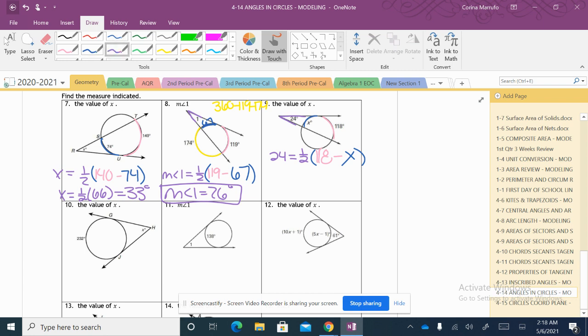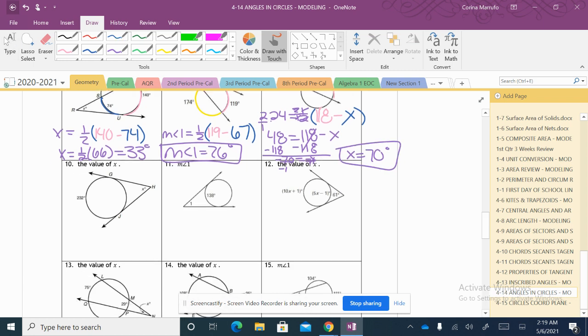To get rid of this 1/2, we have to multiply by the reciprocal, 2/1. When we do it to one side, we have to do it to the other side. So 2 times 24 gives me 48 equals, this all cancels out, so we get 118 minus x. We move over the 118. 48 minus 118 gives me negative 70, equals negative x. To get rid of the negative, we divide both sides by -1, so we get x equals 70.